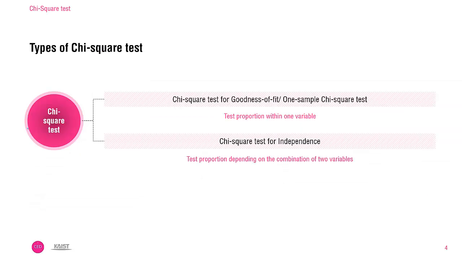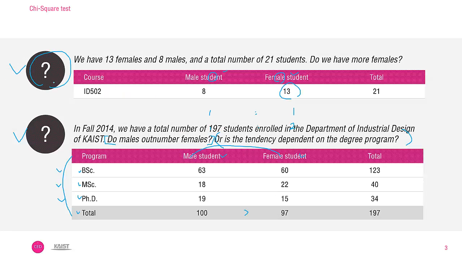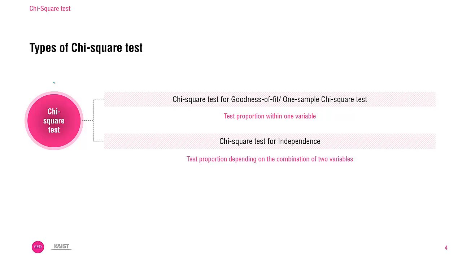Like the case of the goraebab snack and the gender proportion, the first case, when there is only one variable and when we need to examine whether the observed frequency is statistically fitting or statistically different from the expected frequency, we can perform the chi-square test. This chi-square test is called the chi-square test for goodness of fit or one sample chi-square test.